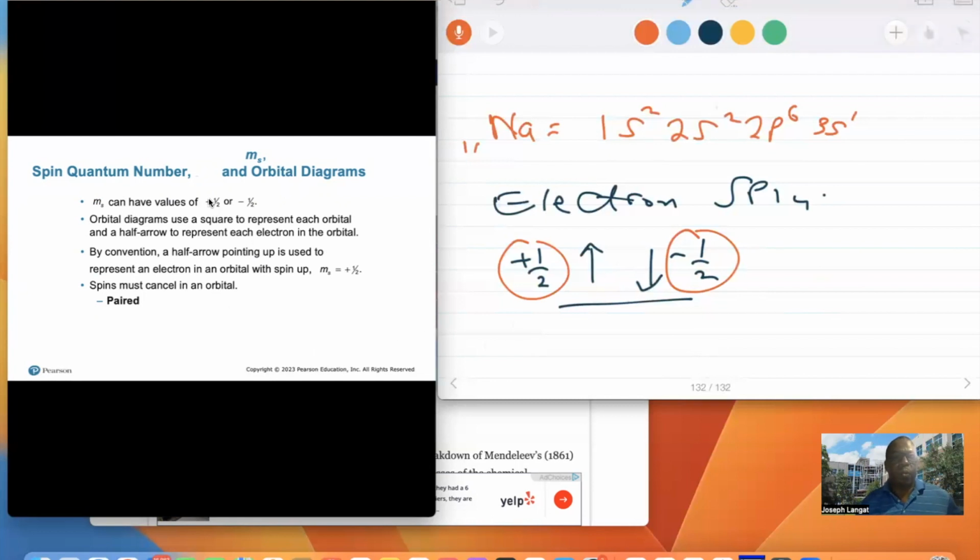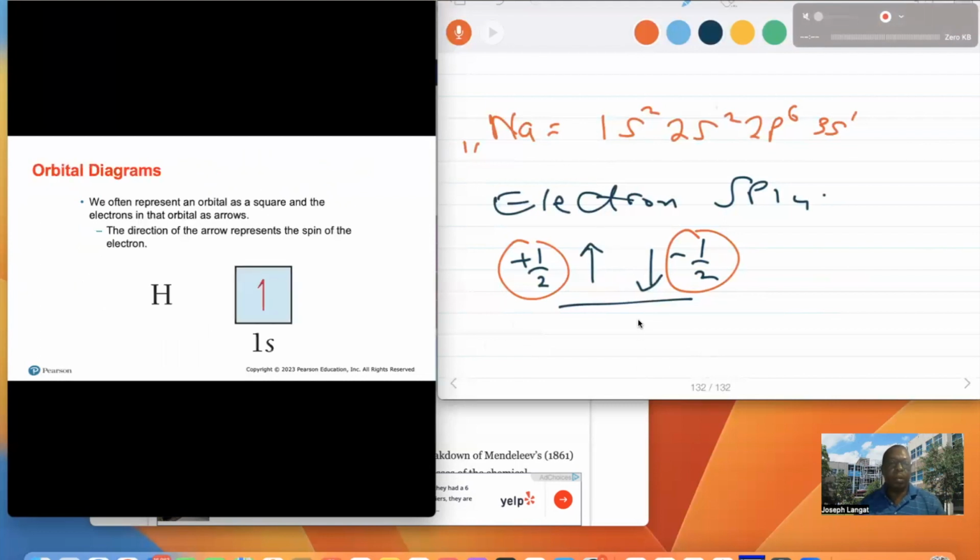Of course, when you have a positive 1/2 and a negative 1/2, if you mix them together, they cancel each other. They don't face in the same direction. We're going to talk about that momentarily.